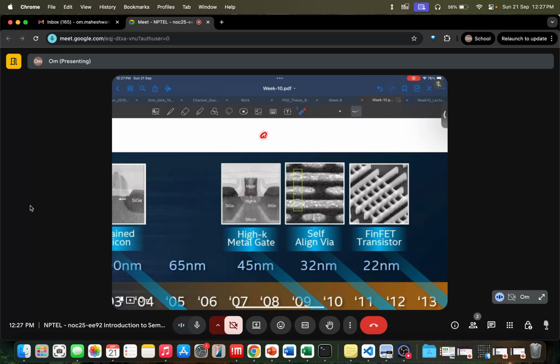High K means it has epsilon more than SiO2. SiO2 has an epsilon of 3.9, and high K, which is mainly HfO2, has an epsilon of around 22 to 25. So this helps to have almost 6 times thicker oxide without reducing the gate capacitance.